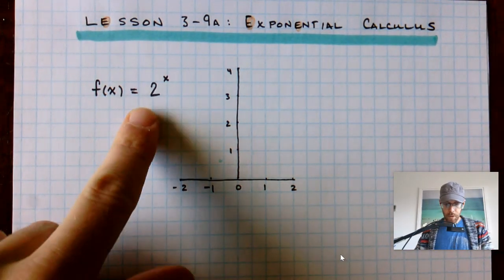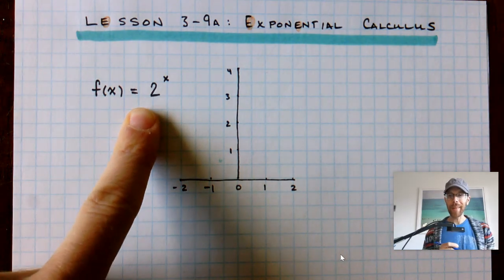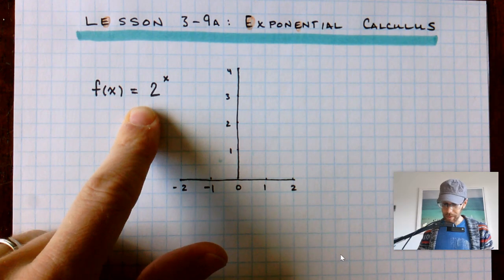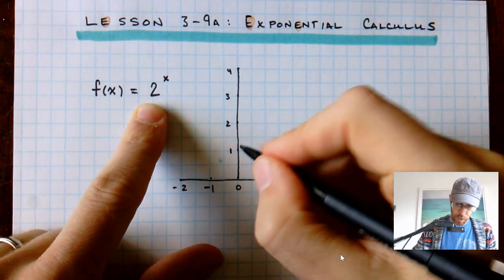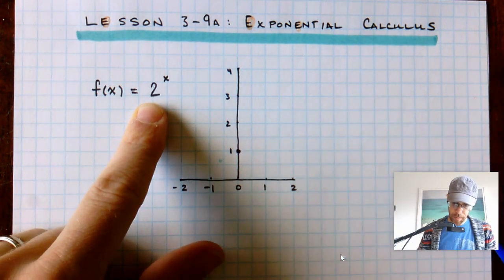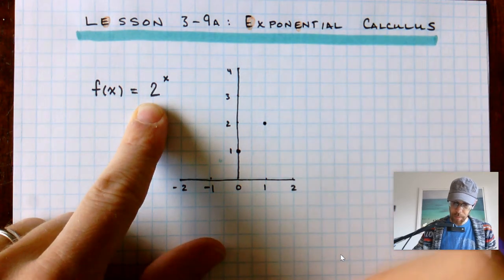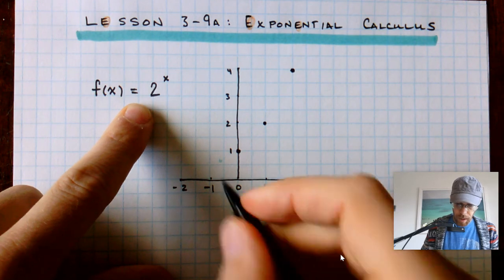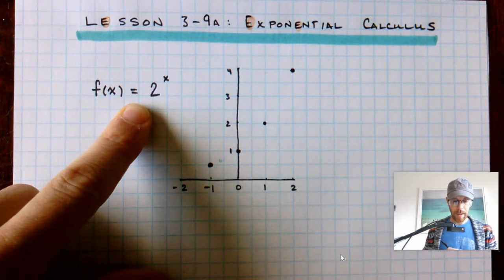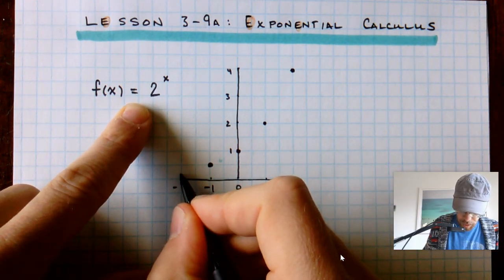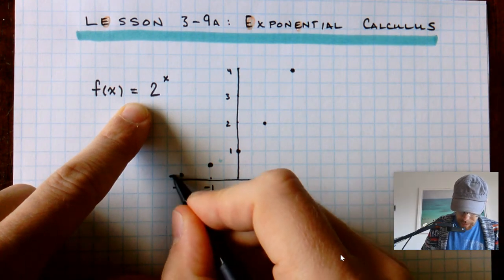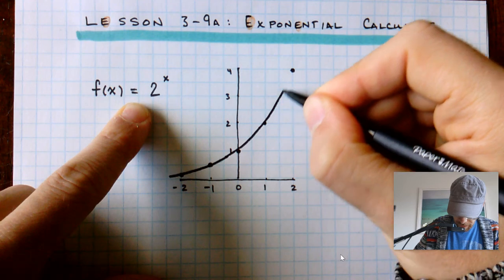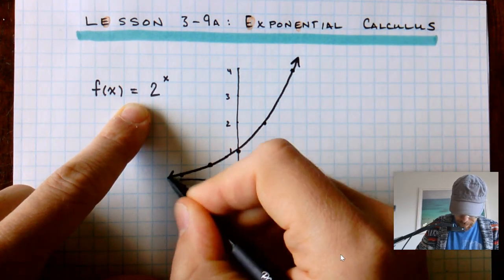All right, so here's an exponential function, and hopefully you can picture what the graph looks like. But let's plot some points that are on it. If we plugged in 0, we'd get 1, and if we plugged in 1, we'd get 2, and if we plugged in 2, we'd get 4. If we plugged in -1, we'd get a half, and if we plugged in -2, we'd get a quarter. And the exponential function looks something like this.